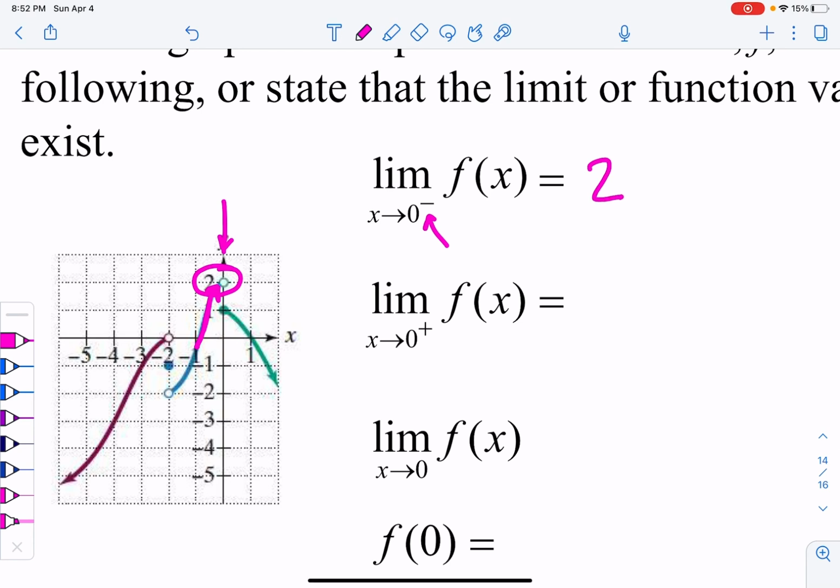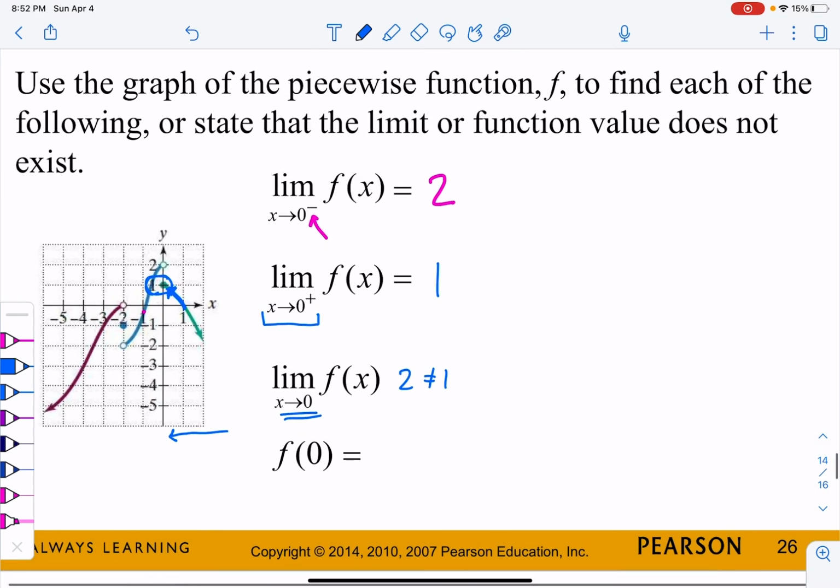If I look at my next one, my next piece says, as I am approaching x from the right. So if I'm going from the right, that means that I'm going from the right-hand side. I'm going to approach 0, which means that I'm kind of going along this green line here, and I'm approaching 0. That means I'm going to have a value of 1. So they want to know the limit as x approaches 0, meaning from the left and from the right. Are they the same value? Well, 2 does not equal 1, which means that our limit does not exist.